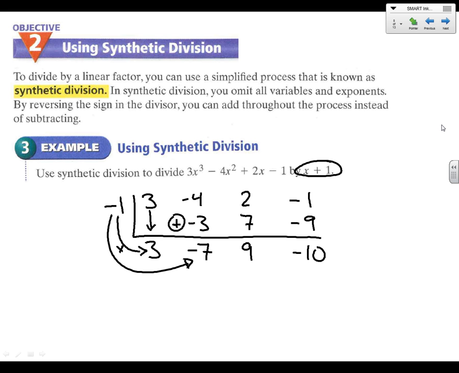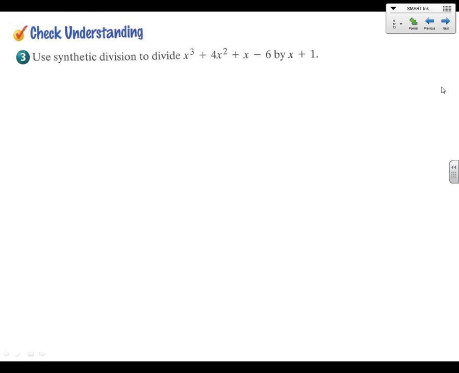And to finish this up, we put the exponents back on. This is 3x, not cubed anymore, but squared, because we divided by x. So it's always going to be 1 less. Minus 7x plus 9 minus 10 over x plus 1. Because we're dividing by the x plus 1. All right, so see if you can follow those steps and work out the answer here using synthetic division.